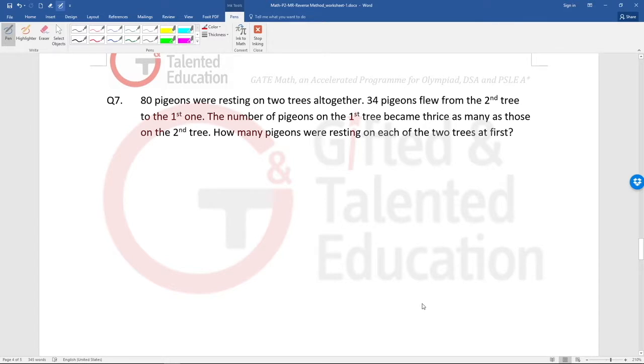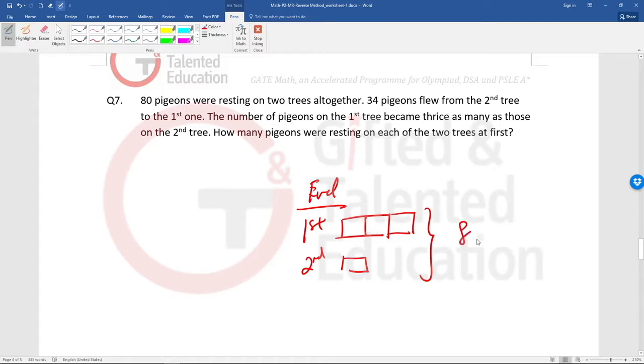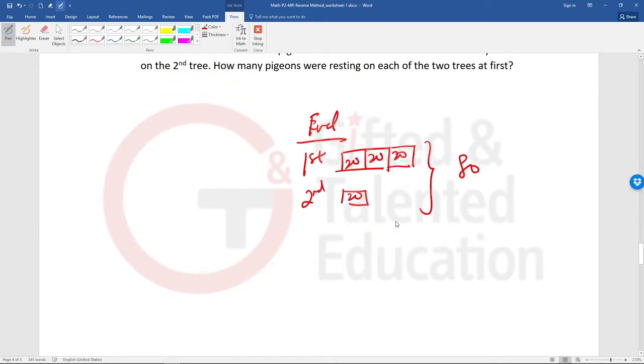Similarly, for question 7, the total remains the same as well. So in the end, the pigeons in the first tree is thrice the second. So we draw 1 unit, 2 units, and another 1 unit here of the second. And the total remains as 80. So 1 unit must be equal to 20, because 20 plus 20 plus 20 plus 20 gives us 80. So in the end, there were 60 in the first tree and 20 in the second tree.